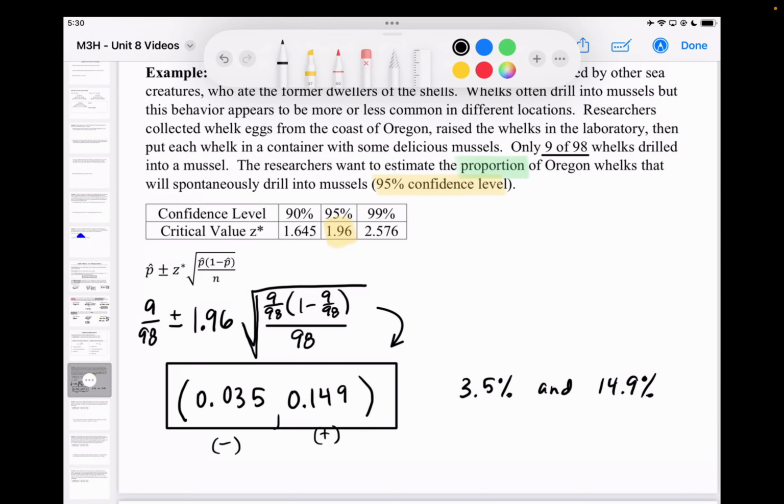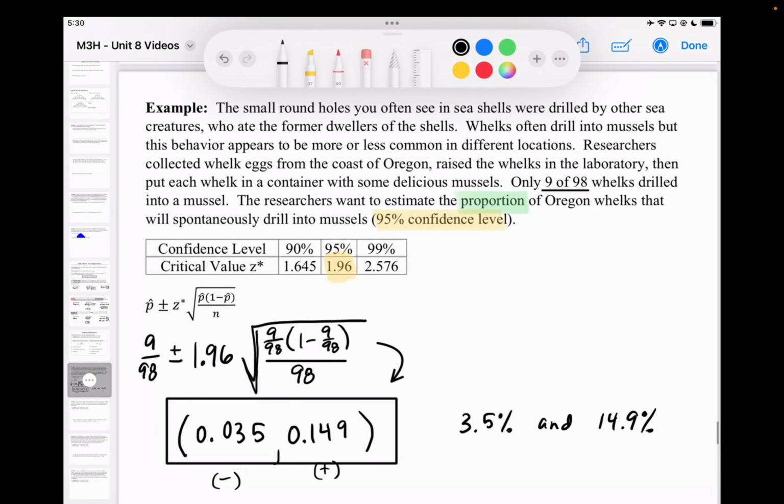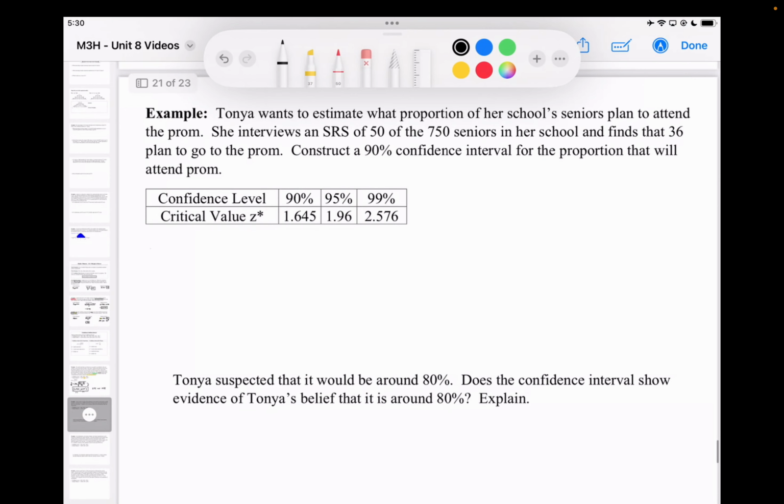Let's go ahead and do another example really quick, now that we've done that one. Okay, this one has to do with Tanya wanting to know the proportion of her school's seniors who plan to attend prom. So she interviews a simple random sample of 50 of the 750 seniors in her school and finds that 36 plan to go to prom. And this time we're going to construct a 90% confidence interval. We're dealing with a proportion again, so we'll still use the same formula.